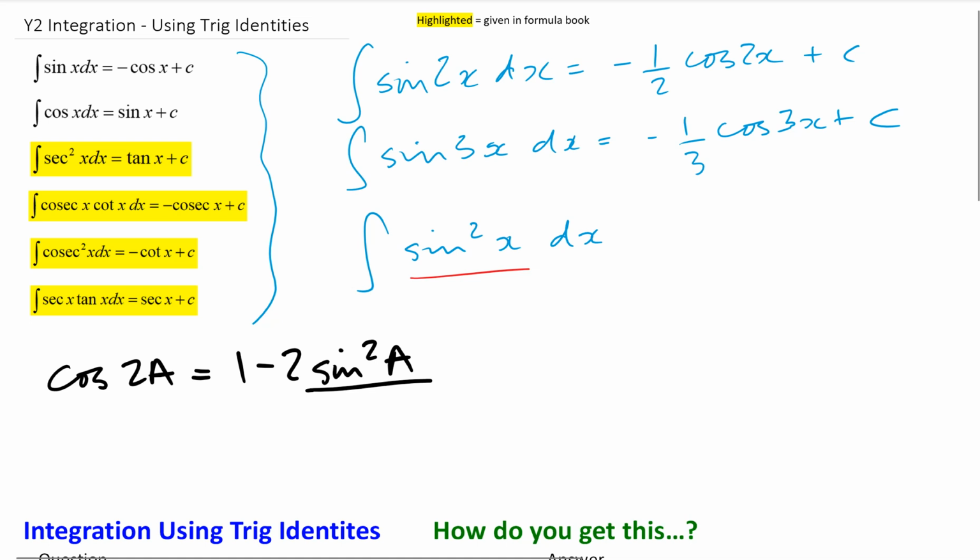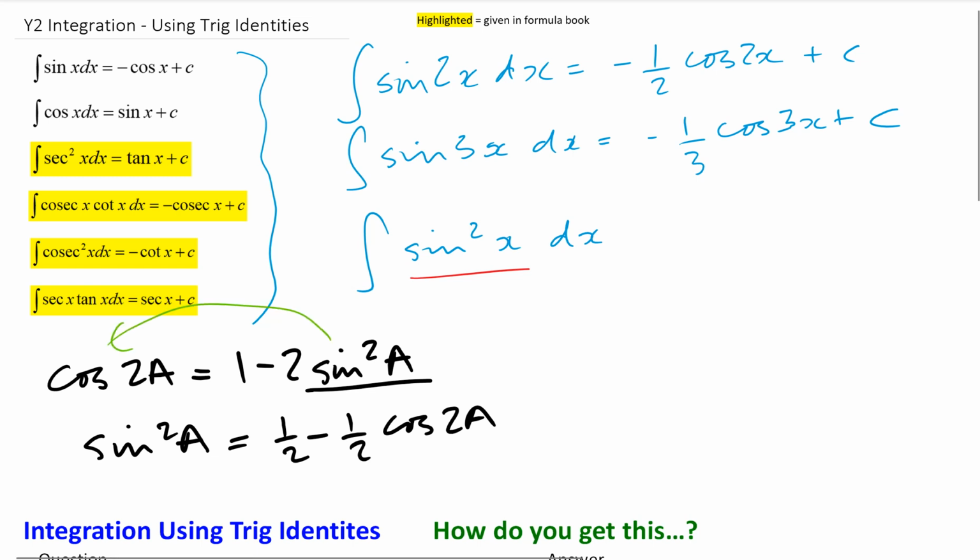So let's rearrange this then. If we get sine squared a on its own, we'll get a half minus a half cos 2a. That comes from just adding that over there, subtracting the cos 2a to the other side, and then dividing everything by 2. So now let's replace this sine squared with this. We've not integrated yet, so we still need the integral sign there and the dx. So we've got this now. Obviously we need to replace the a's with x's.